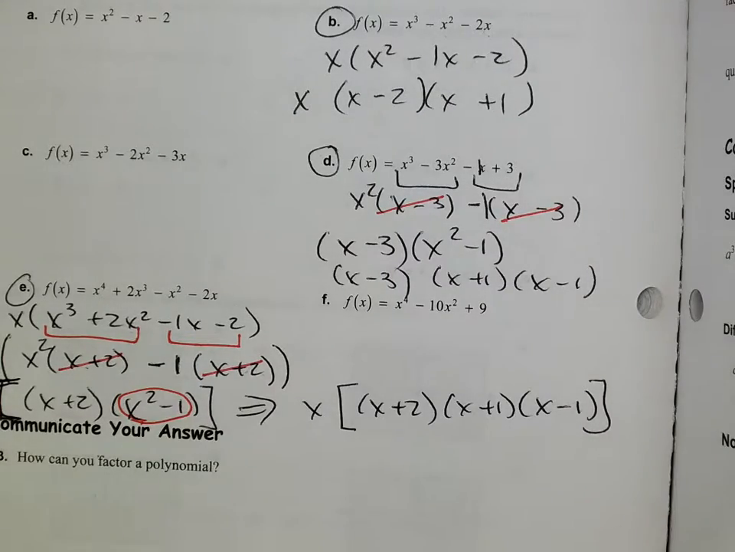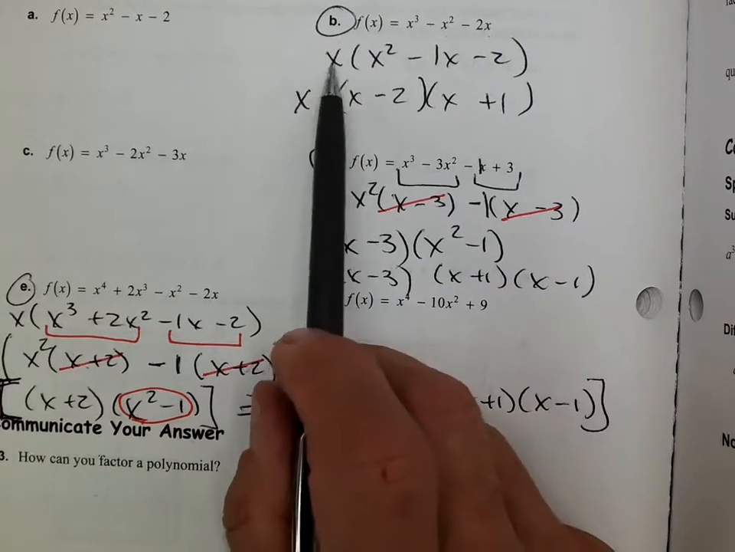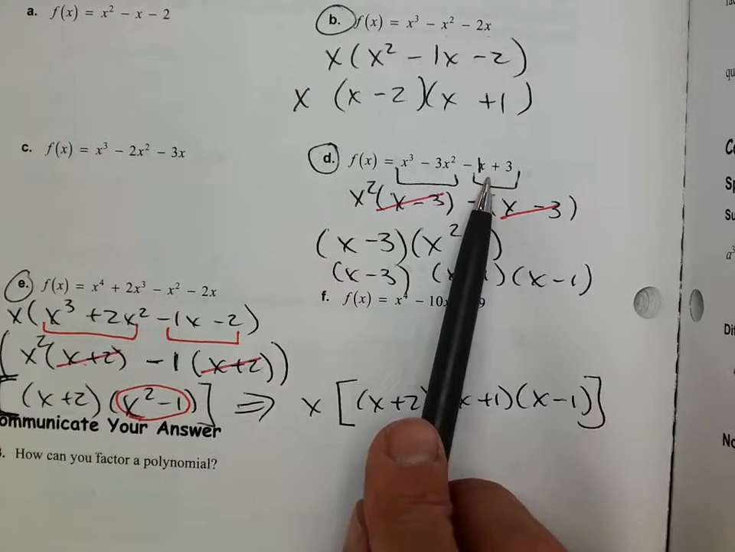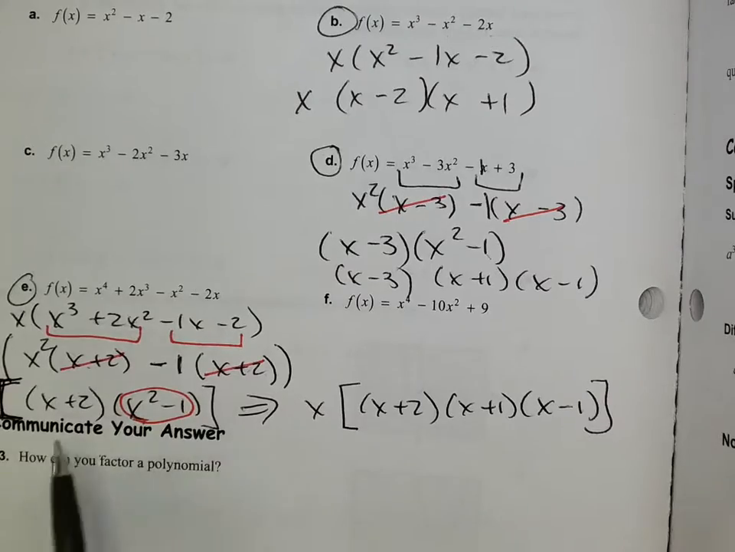So far, we have common factoring. What do they have in common? We have grouping. Grouping is where you pair them up. 4 terms, pair them up, okay?